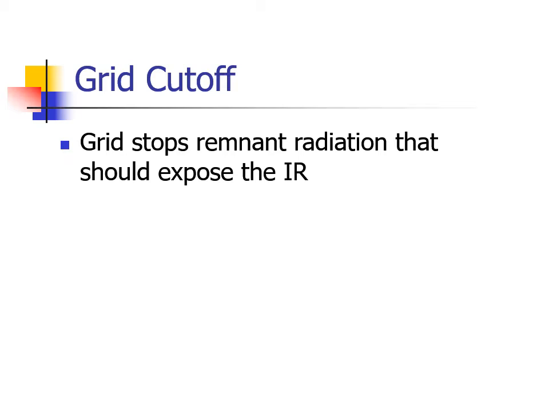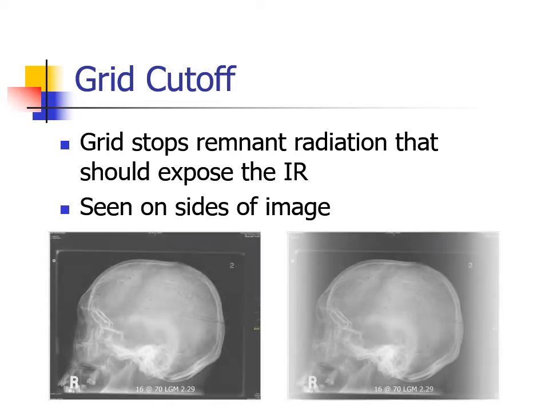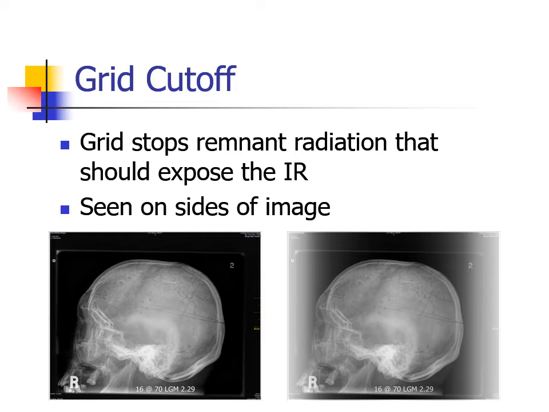Grid cutoff occurs when a grid stops some of the remnant radiation from reaching the image receptor that should have been allowed to pass. A grid is supposed to stop scatter radiation from reaching the image receptor, not information-carrying remnant radiation. Grid cutoff is an area of reduced image density seen on the sides of the image running parallel to the grid strips. The image on the right simulates an extreme amount of grid cutoff in front and behind the lateral skull. This image is typical of what one might see if a focused grid were mounted backwards in a bucky tray.